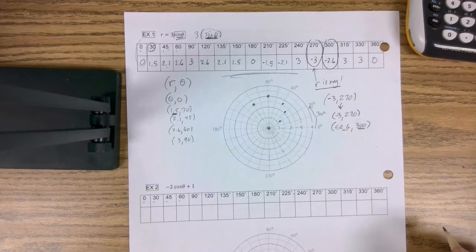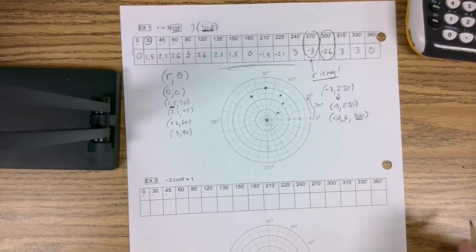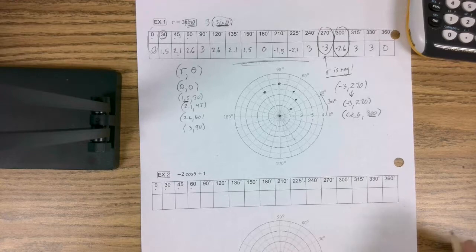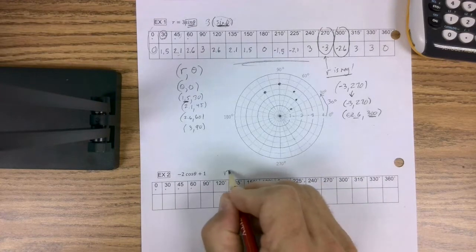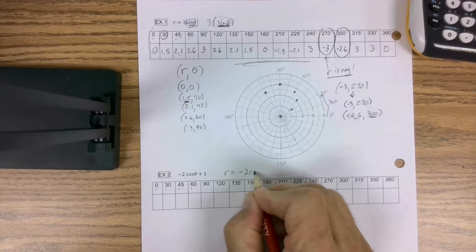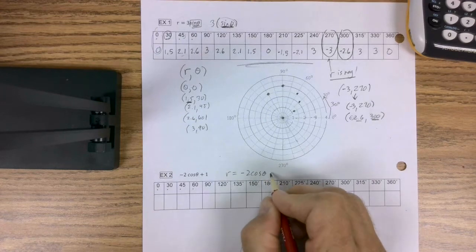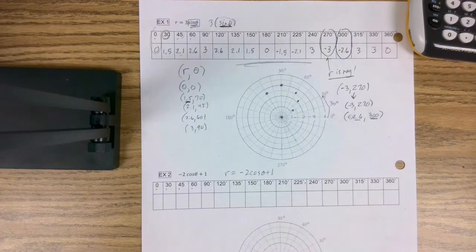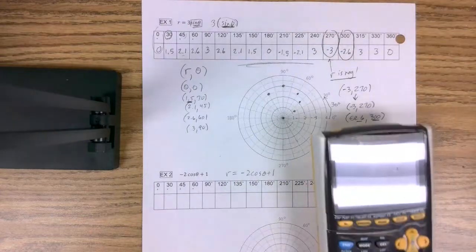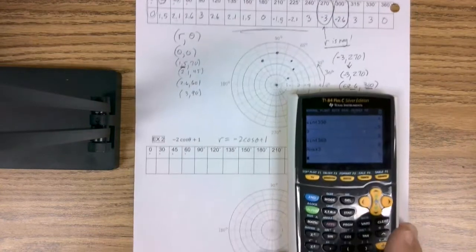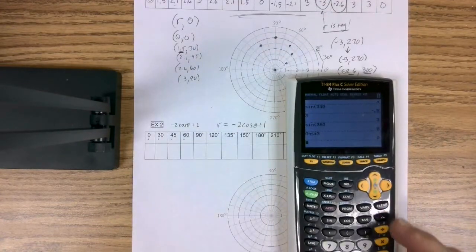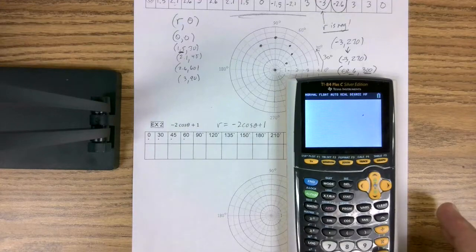So, for this one, I'm afraid there was a misprint, so we're just going to wing it and say this is r equals negative 2 cosine theta plus 1, and hopefully we corrected the typo. So what we're going to do is just do a couple of these and plot them. Now, I'm not going to finish this for you because I think you're getting the gist.